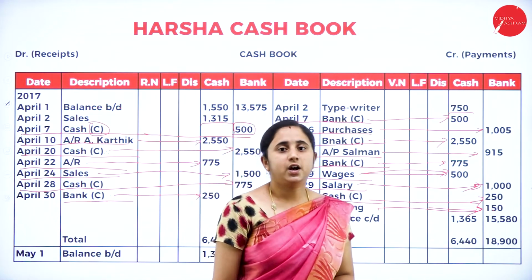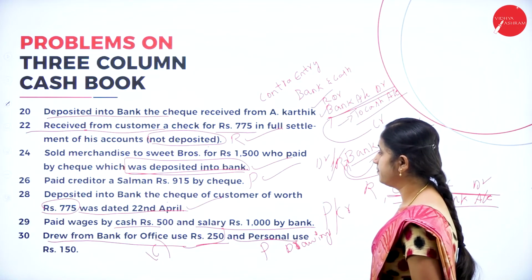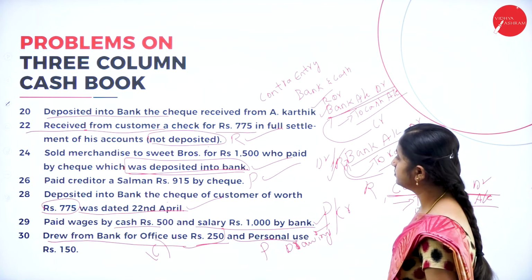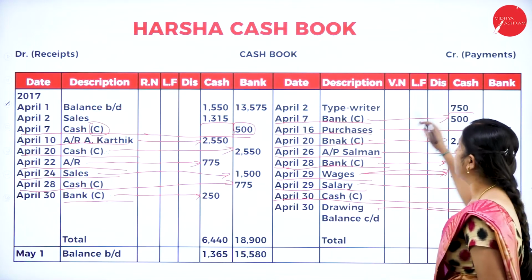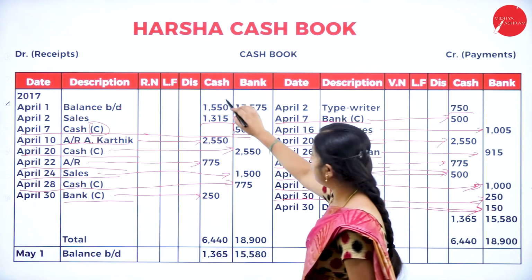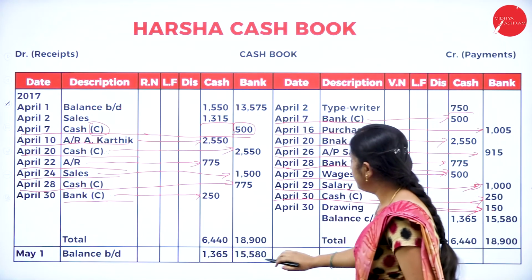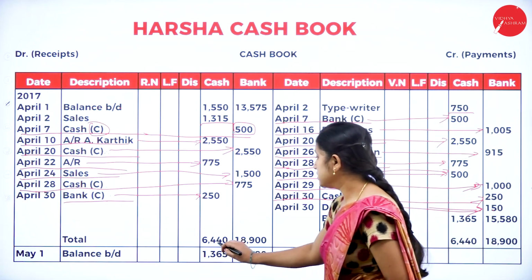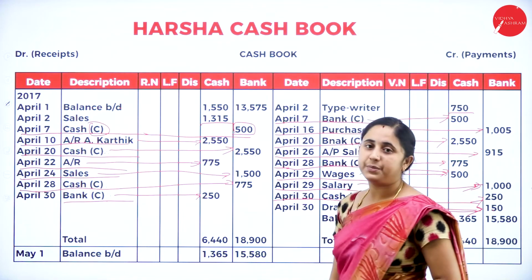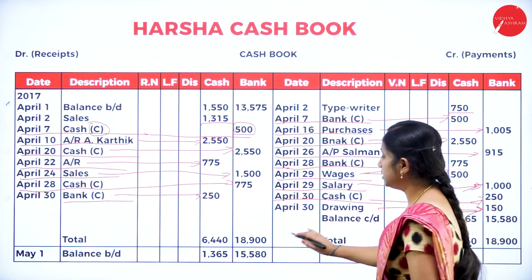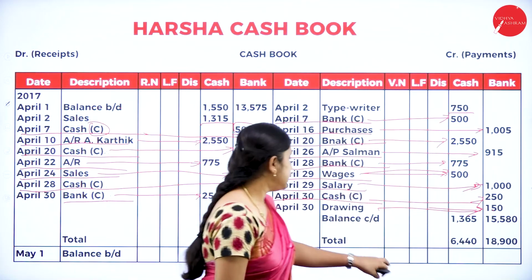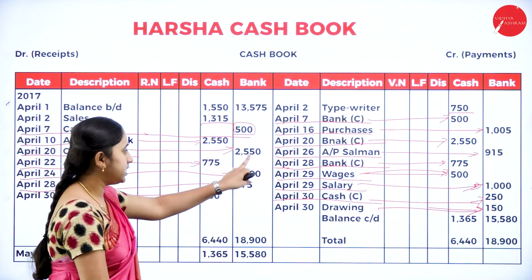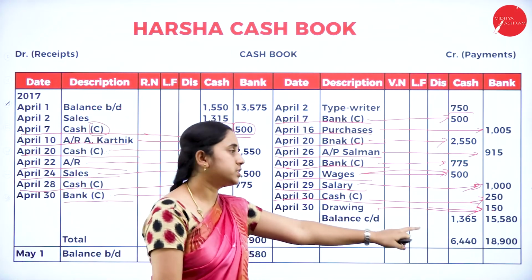Now after recording all the transactions, we finished all the transactions. So now make a total. Make a total of all the cash and bank. Whichever is higher. So 6,450 of debit side cash balance. Both the sides 6,450. And bank balance of debit side 18,900, both the sides.